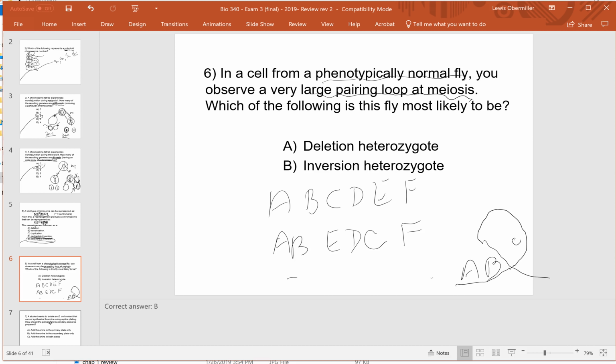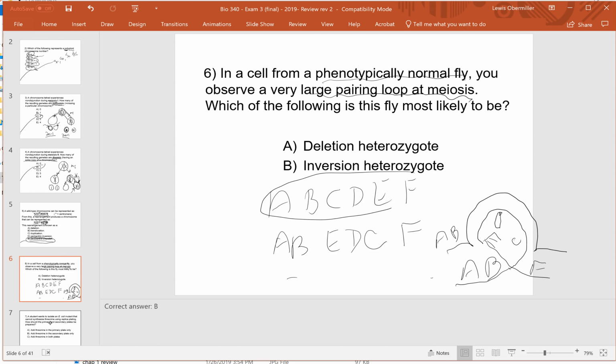And this would be C, D, E, F, like so. And then the other chromosome would loop over it like this. So it would be A, B.